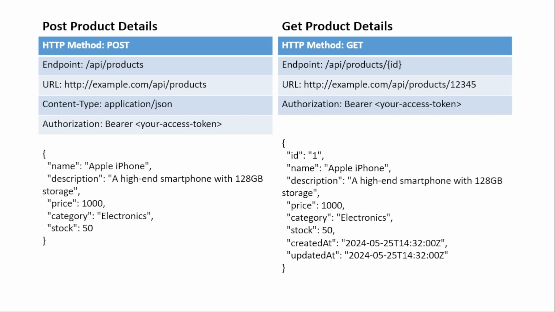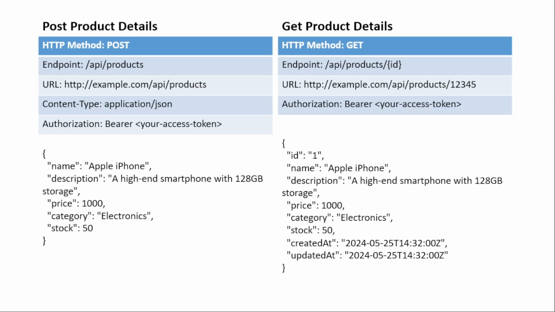Here is an example of request and response from the API. The first one is to post the request. The endpoint is /API/products. The URL can be your domain, then /API/products. Content type is application/JSON. Authorization is bearer, and then your token. It can be your JWT token. You have to pass the values like name, description, price, category, stock, and this will create a resource.